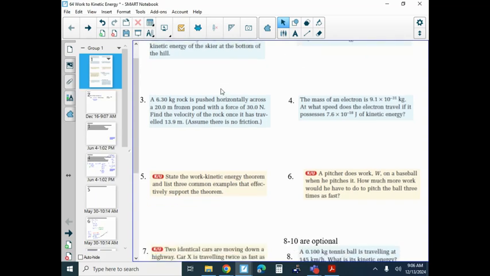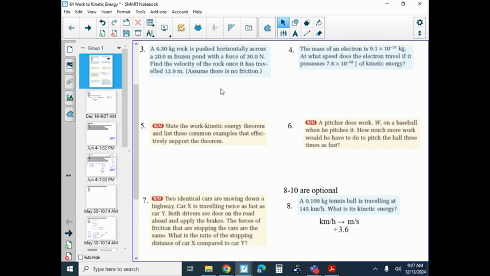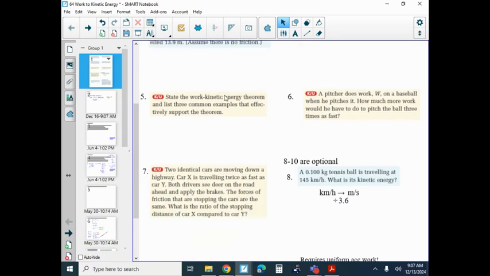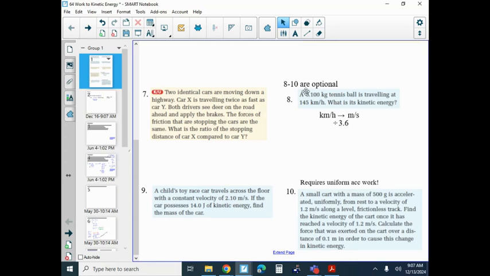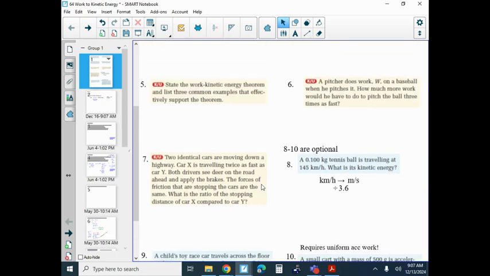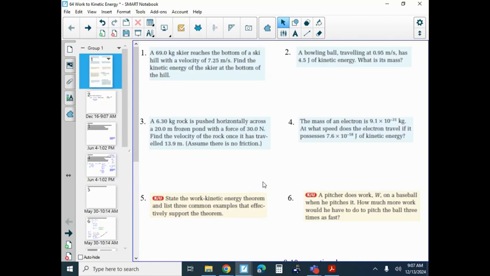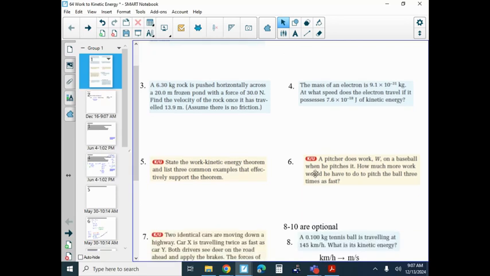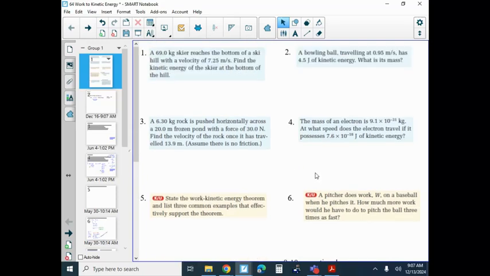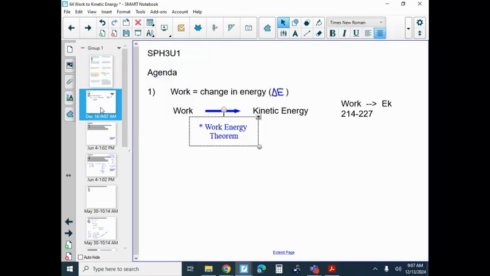I think there's probably one about determining the velocity somewhere. I'm not sure if I threw one of those in there or not. I put 8 to 10 as being optional because they're kind of repeats, 8 and 9 are repeats, and 10 is involving uniform acceleration work. So if you feel you need practice with that old concept, then do that one as well, or if you're working towards the exam, make sure to do it, I would say. Hopefully that works for you.